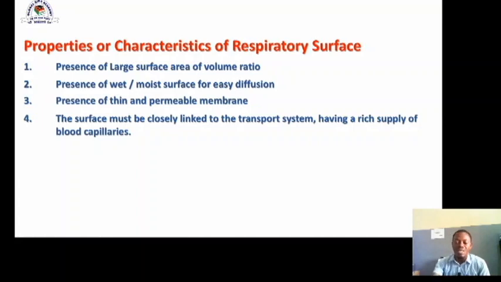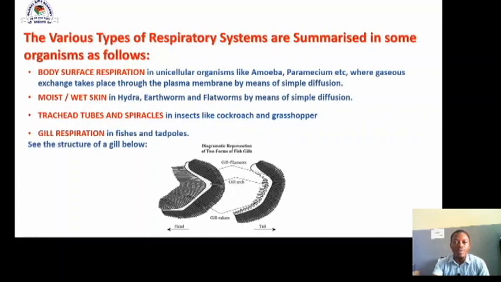Now we're going to be looking at some of the various types of respiratory systems as we summarize them below. One of them is body surface respiration. The respiration takes place through the body surface, as we have in unicellular organisms like amoeba and paramecium. These are unicellular organisms.